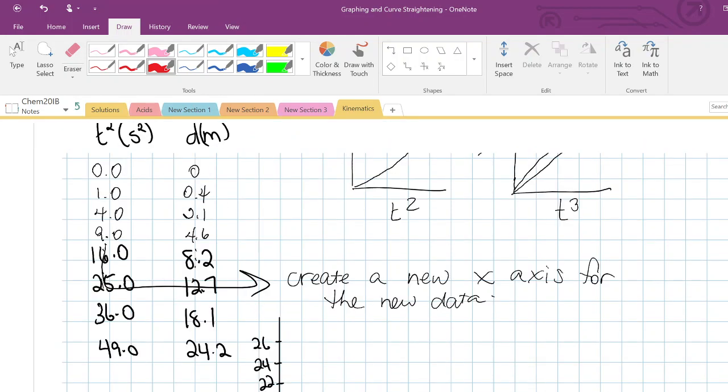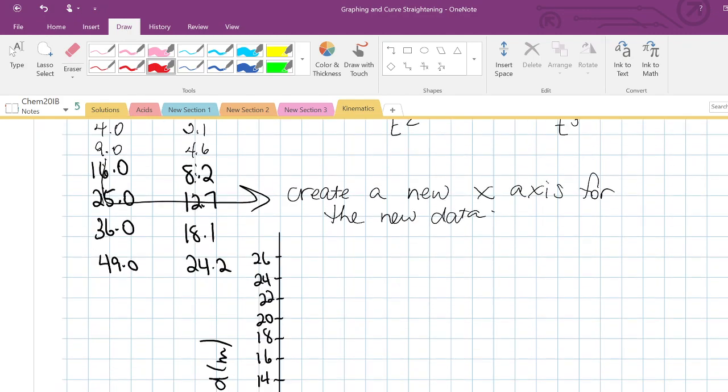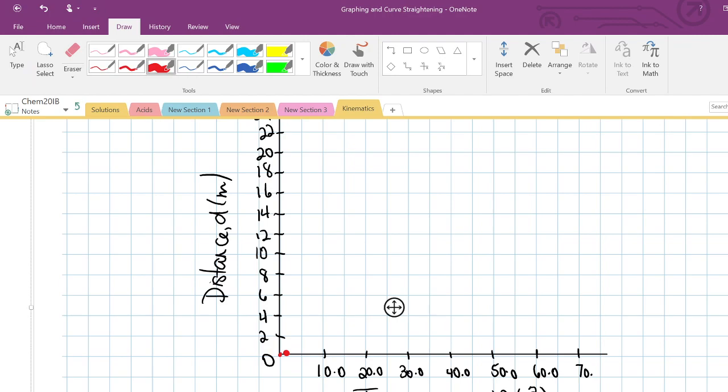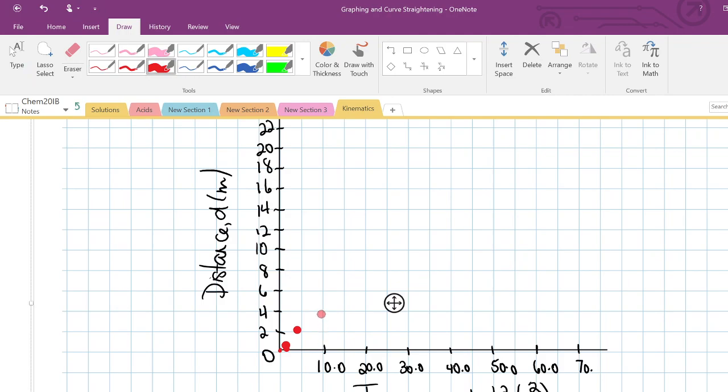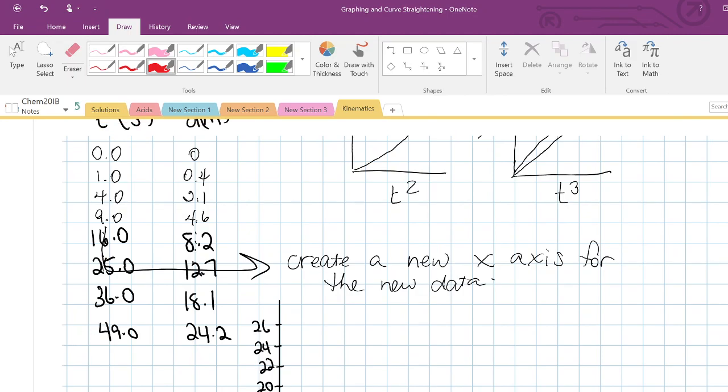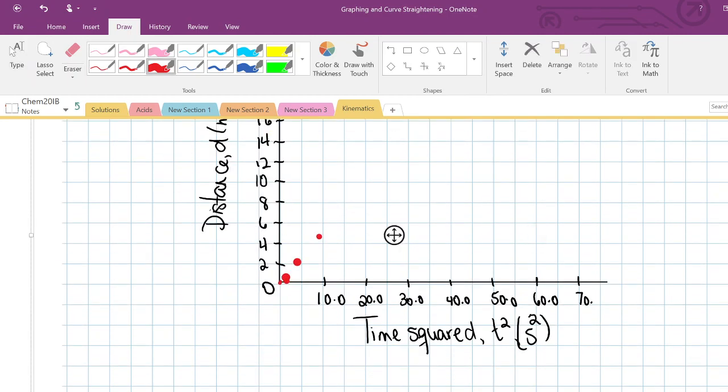Let's move back up and see what my next point is. 4.0 and 2.1. So 4.0 is right about there. And then 2.1 will be about here. So probably around there. And then 9 and 4.6. So 9 is right just beside the line. 4.6 is about a quarter of the way up there, because the 5 is the halfway point. 16 and 8.2. So there's 15, 16, and 8.2.